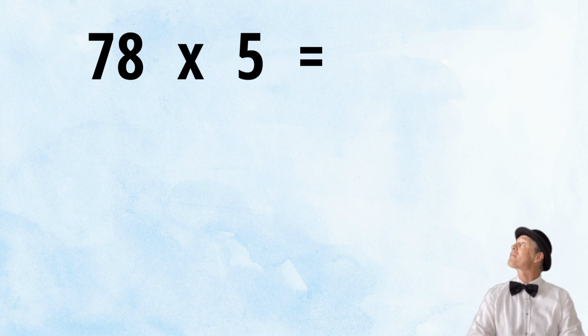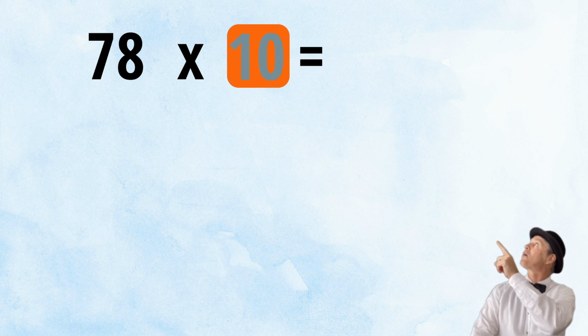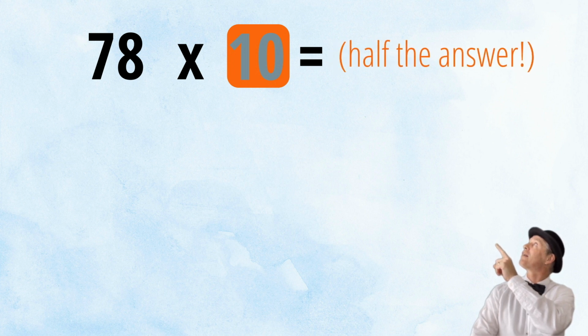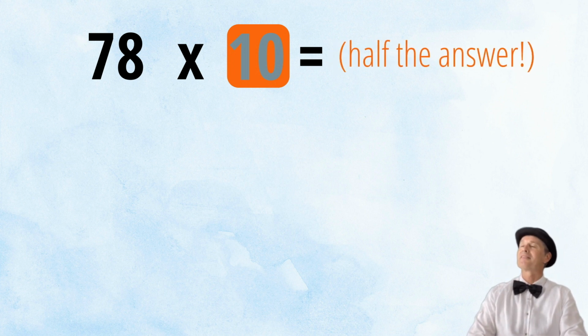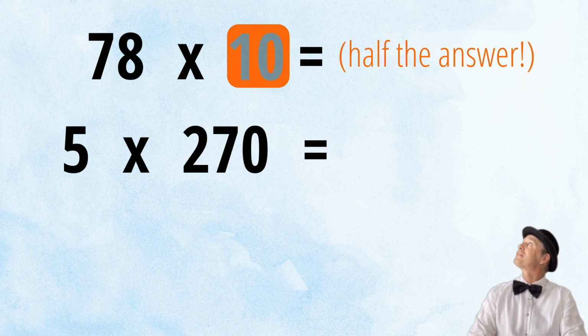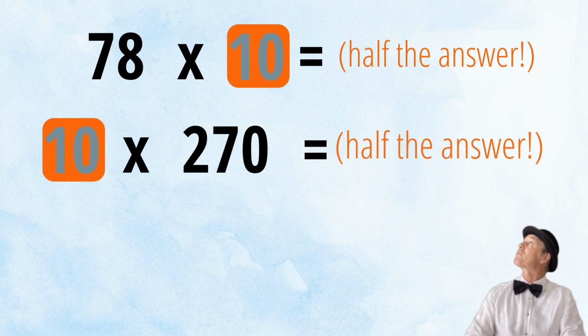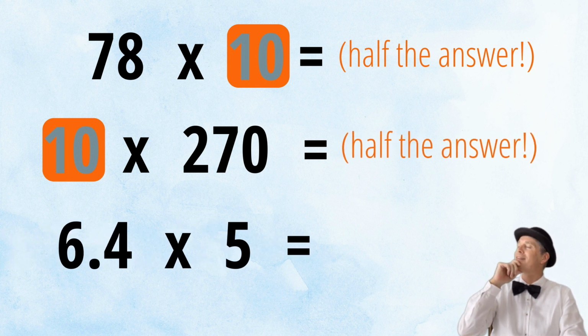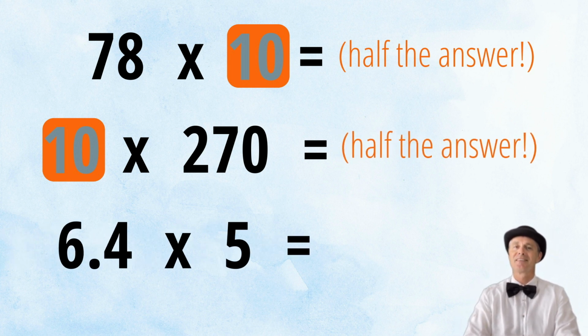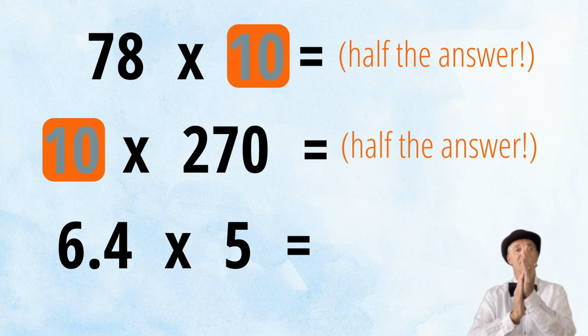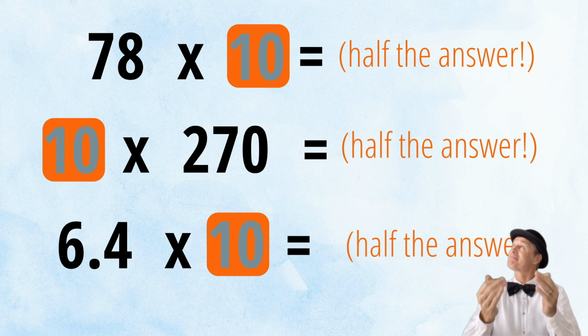78 times 5 is a little tricky, but 78 times 10 isn't, though remember to half this answer. 5 times 270 is tricky, but 10 times 270 isn't. 6.4 times 5 might give you a bit of a headache, but not if you change it to 6.4 times 10 and then half the answer.